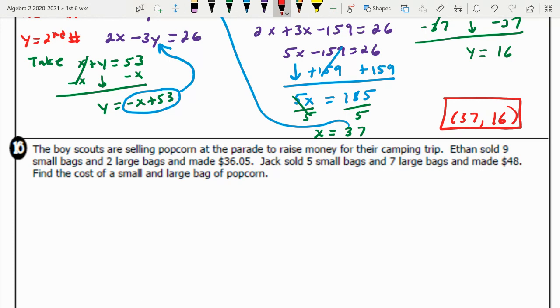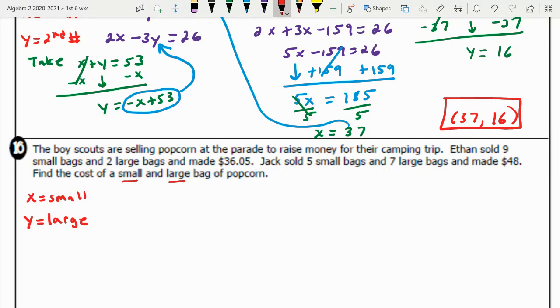All right, so our variables here. A common misconception is kids will make the variables Ethan and Jack. That's not what they're asking for. They want to know the cost of these small and big bags. So your variables are going to be the small and large bag. Let's say x equals the small bag and y equals the large bag.